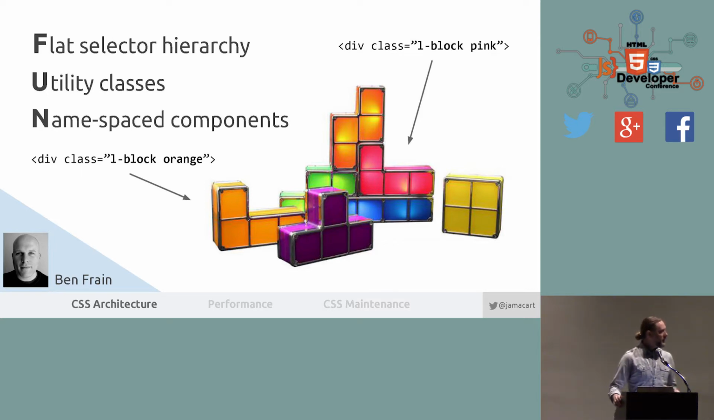Utility classes and namespace components. So let me show you an example. If that Tetris block was a component, you could use L as the namespace, block as the component name, and then you can add orange as a utility class on top of it. So then for this pink block over here, it's another L block, and then you just use a pink utility class. So it's kind of a real simplistic way to visualize how to structure it along these lines.